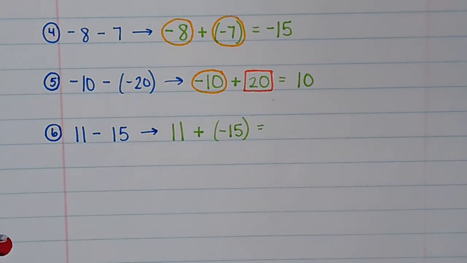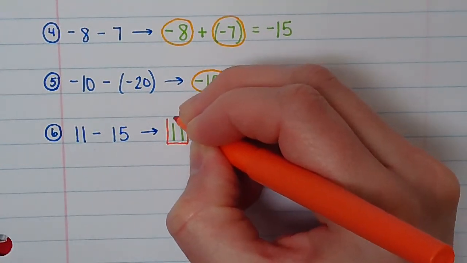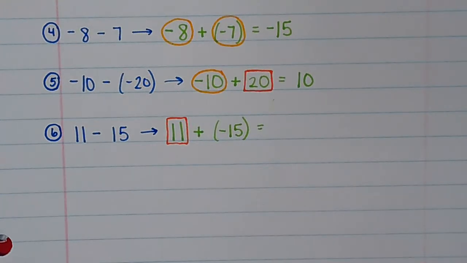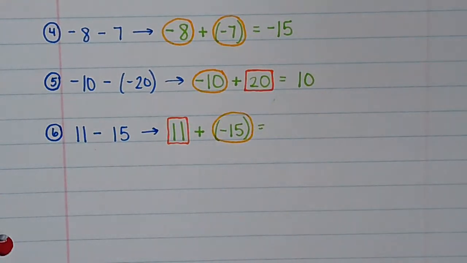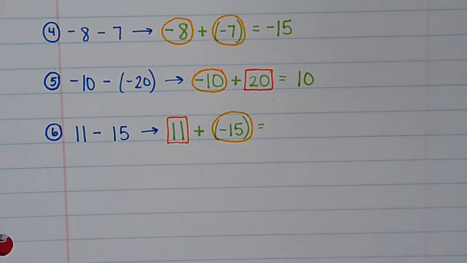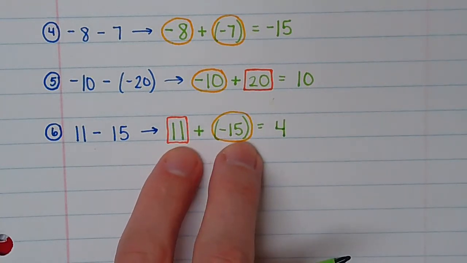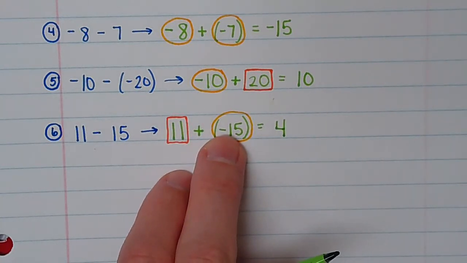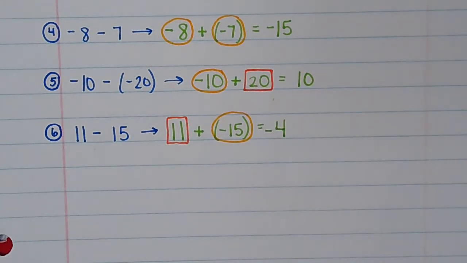All right, let me get my colors. This 11 is nice and positive, but this negative should be yellow. I'm seeing different colors, different shapes, so that tells me I have to subtract. 15 minus 11 gives me 4. Which number is higher? 15 is higher than 11. So since 15 is higher, I see 15 is negative. My answer has to be negative as well.